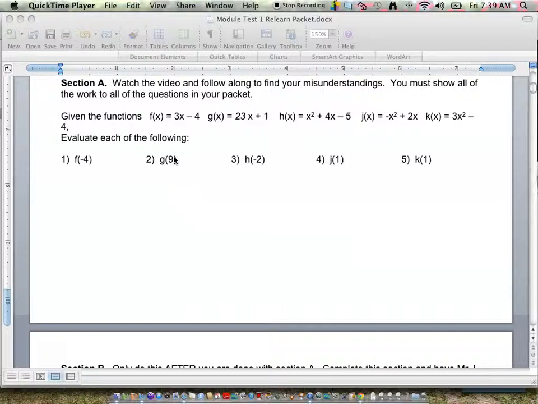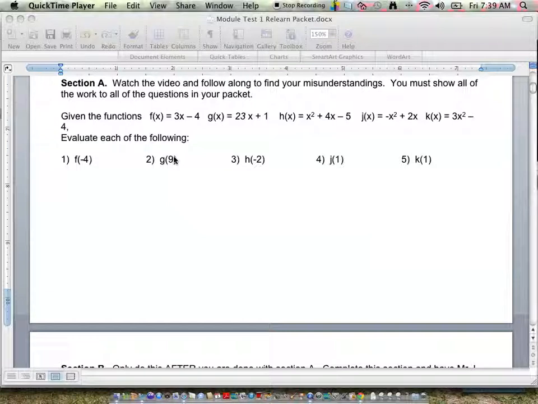This morning, we're going to work on the relearn packet. As you know, in each of the parts of the relearn packet, you're going to do section A. That's the one that I'm going to do with you as I talk to you about some of the mistakes I saw on the test. And then you're going to do sections B and C on your own.